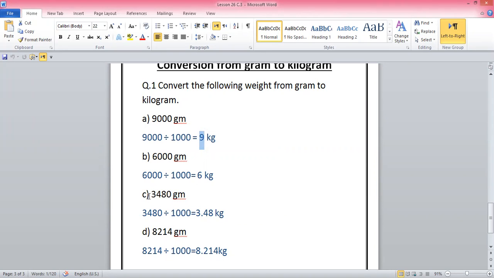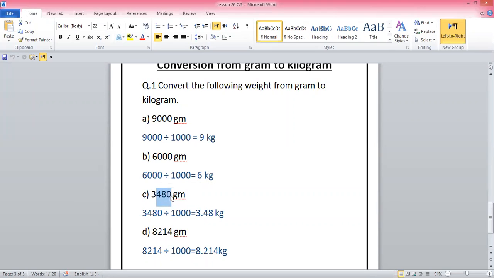When we have a number which is not having 3 zeros, like 3480, when you divide that number by 1000, how will you have to divide? You will move the point now from right side to left side. Guys, when you multiply, you move the point from left to right, but when you divide by 1000, you move the point from right to left.